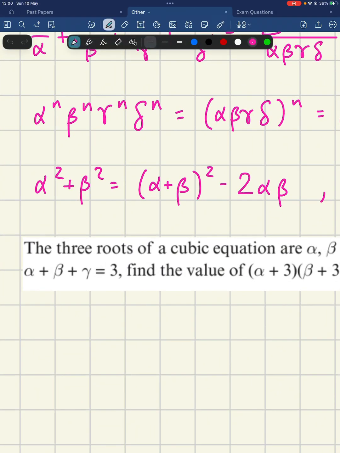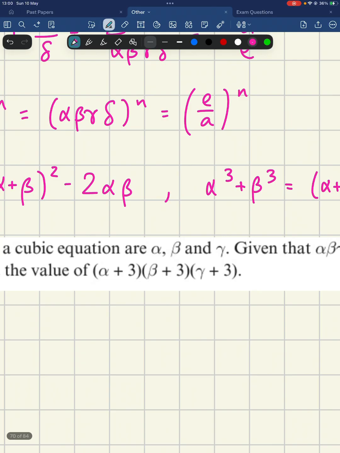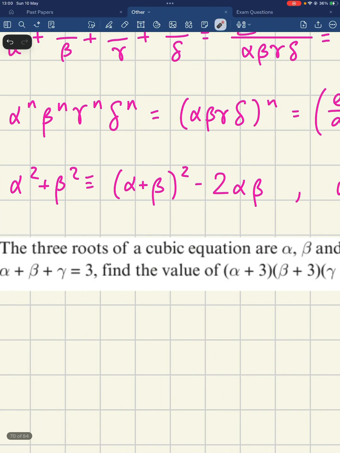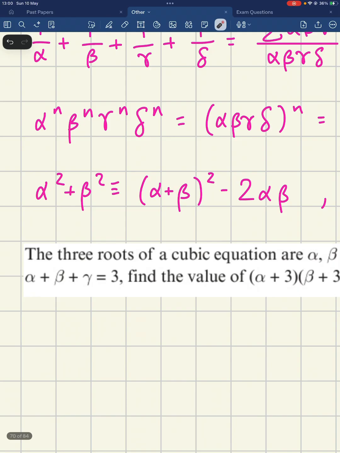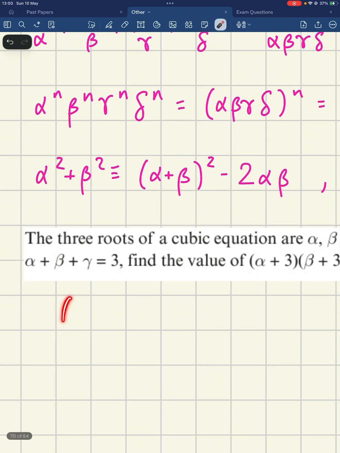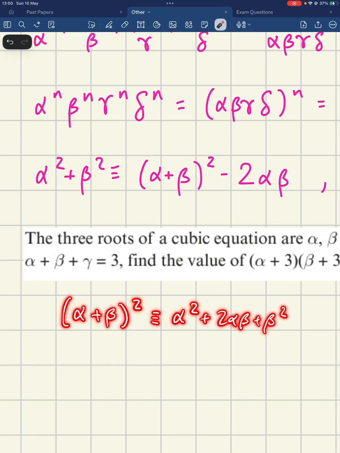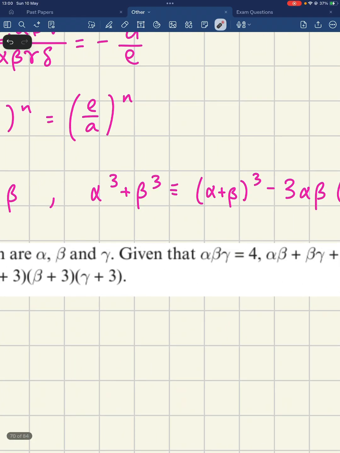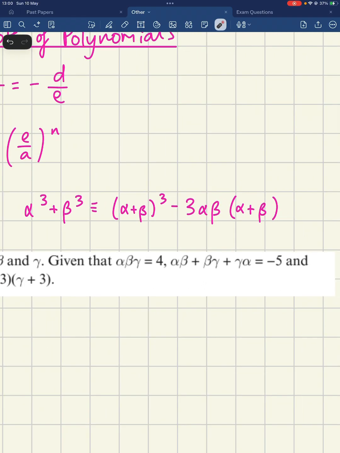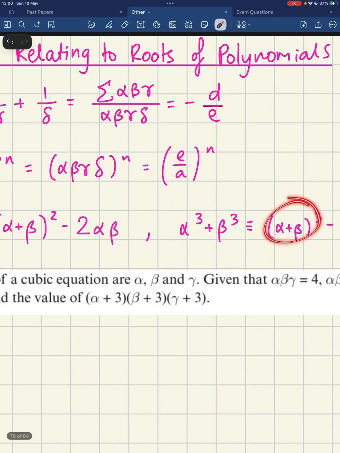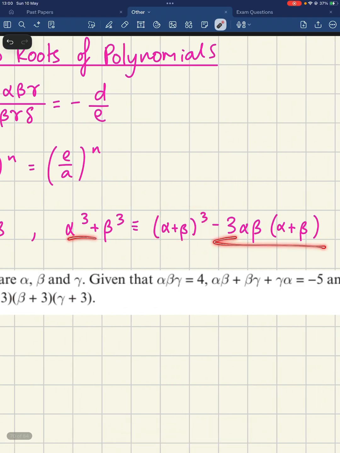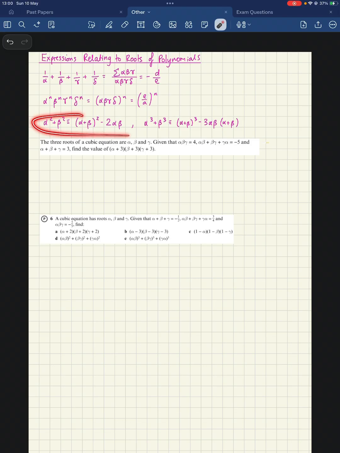There are some identities which are useful to know. Alpha squared plus beta squared is equal to alpha plus beta all squared minus 2 alpha beta. That's simple, because if you imagine alpha plus beta all squared, that's just alpha squared plus 2 alpha beta plus beta squared. So if you just want alpha squared plus beta squared, you just minus this, which gives you this. For the cubic, it's a bit more complicated, but again, you can do the same thing: you work out this, and extract this from it by subtracting all of this. So these are just useful identities to know.